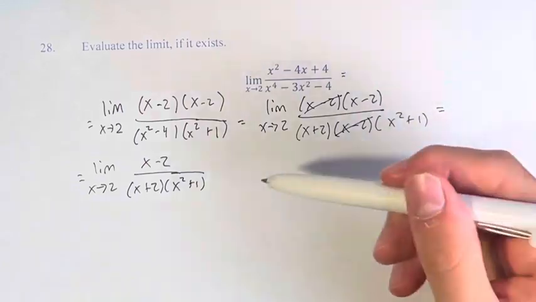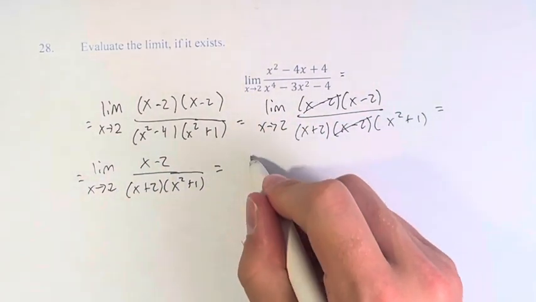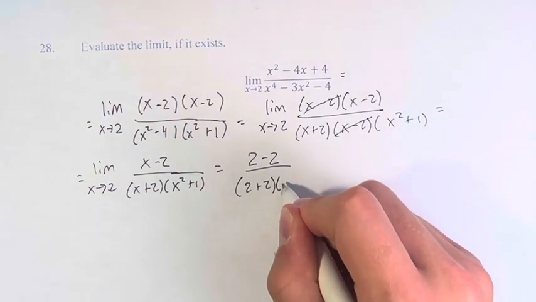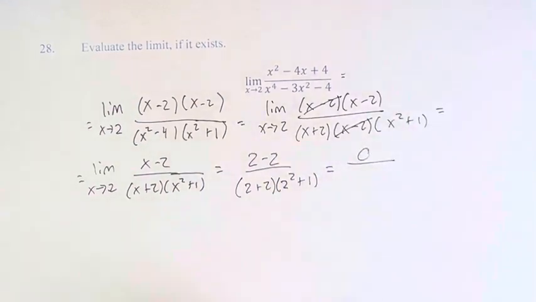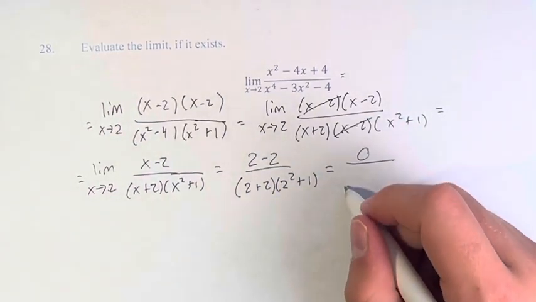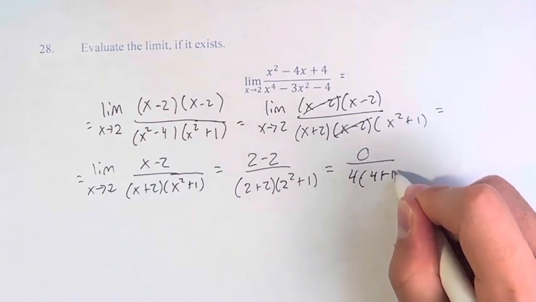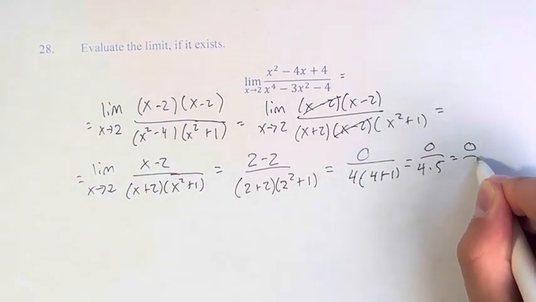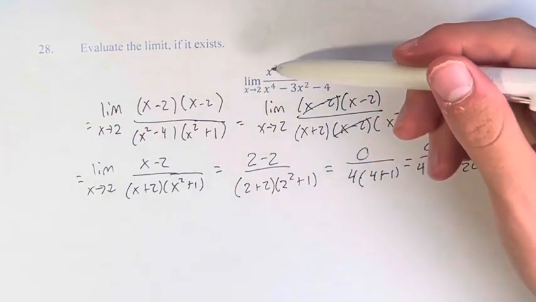And now we can plug in 2 into the fraction because we're not dividing by 0. So we have 2 minus 2 over 2 plus 2 times 2 squared plus 1. This is equal to 0 over 2 plus 2 is 4 times 2 squared is 4 plus 1. So 0 over 4 times 5, 0 over 20, or 0. Therefore, the value of this limit is 0.